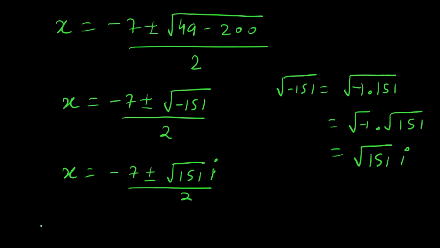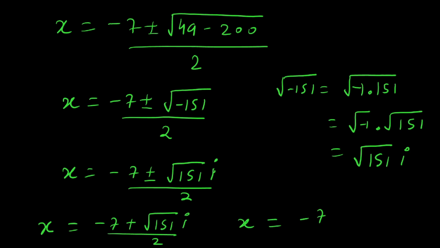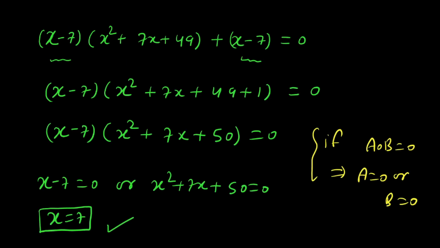We have two imaginary solutions. X is equals to minus 7 plus square root of 151 iota divided by 2, and the second imaginary solution is x is equals to minus 7 minus square root of 151 times iota divided by 2. We have three solutions, two imaginary solutions and one real solution.